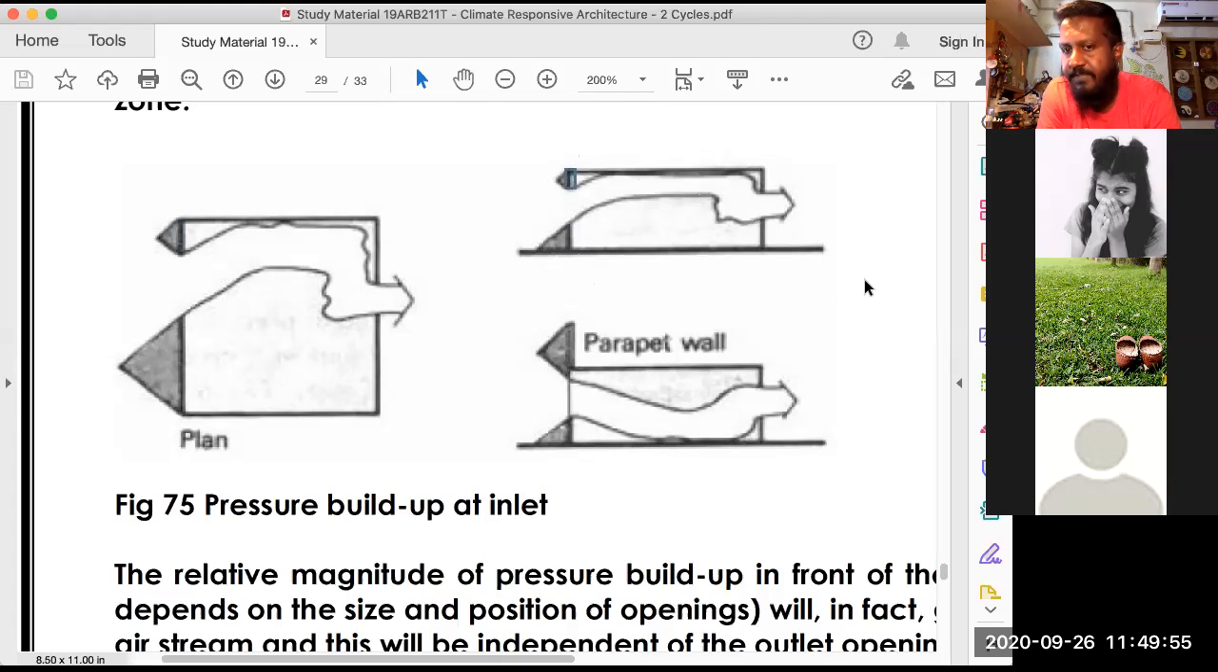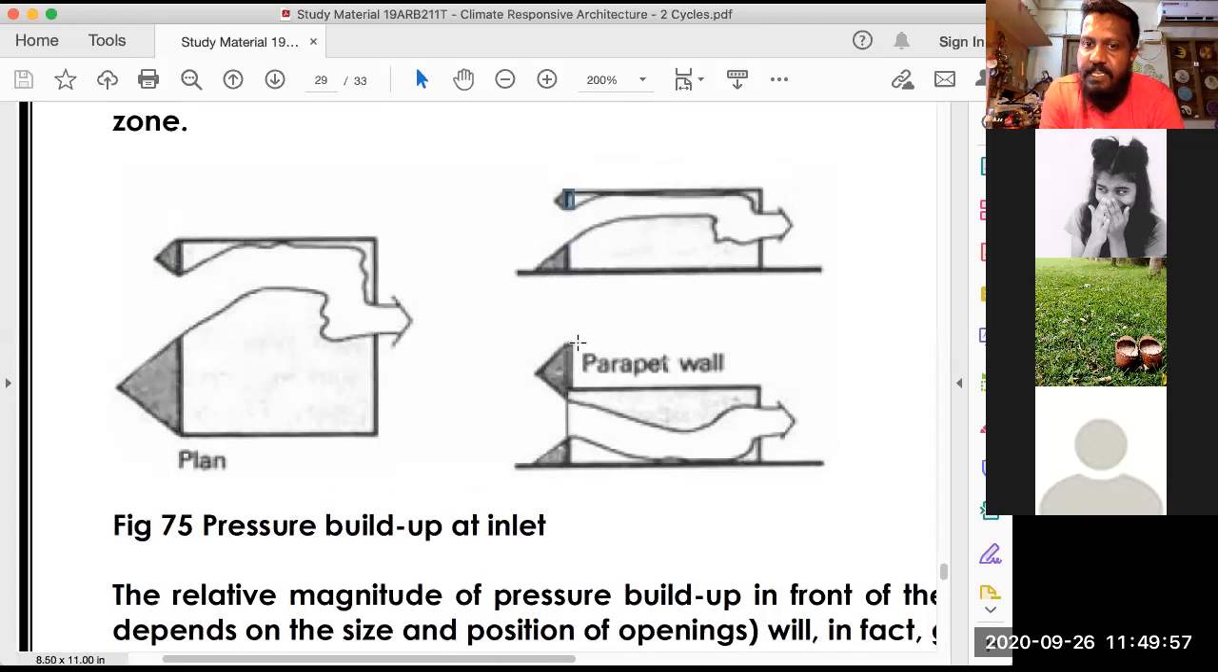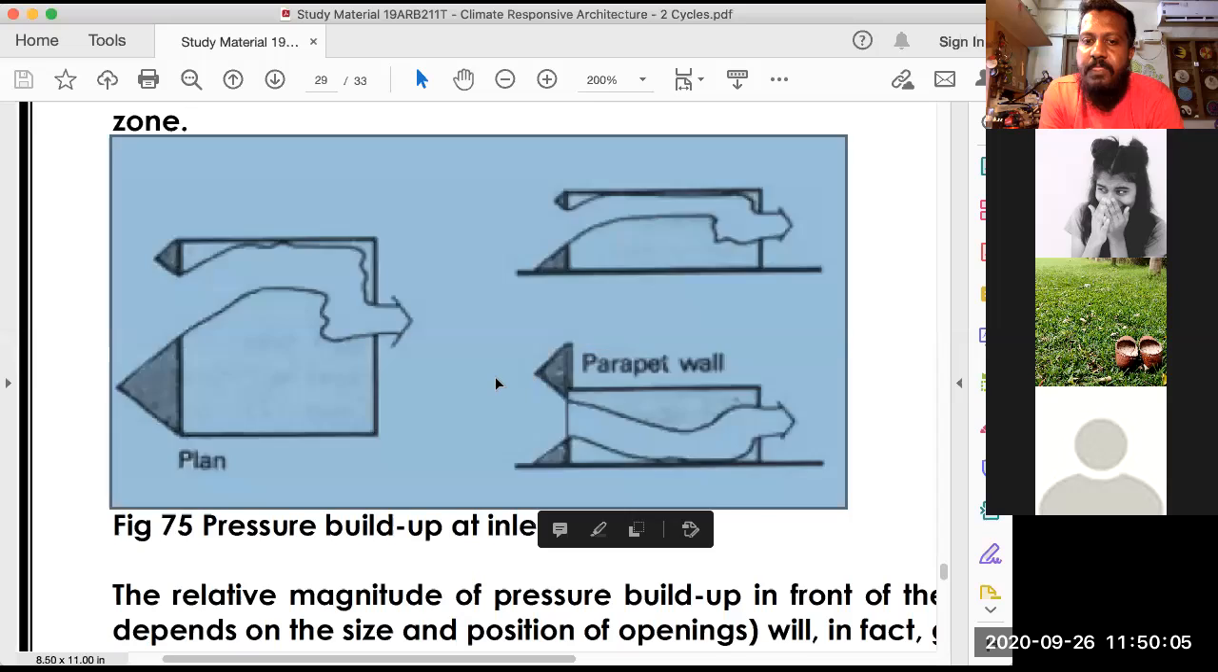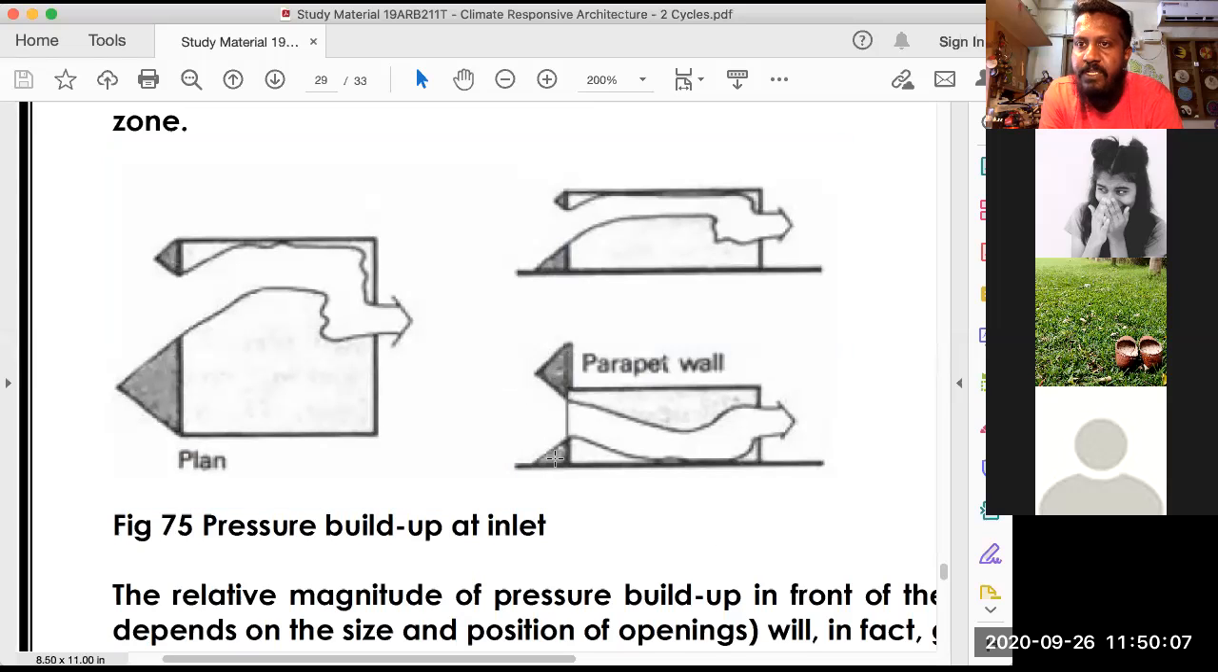So how is this flow affected? There's no parapet wall on this top example. But what if I have a parapet wall? Then I'm going to have two equal shadow angles, and my air is going to be diverted downwards. Clear? Yes, sir.